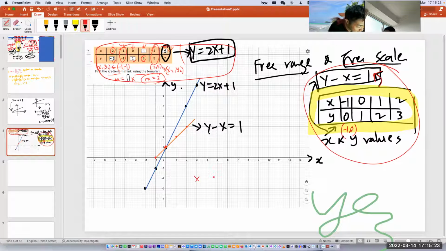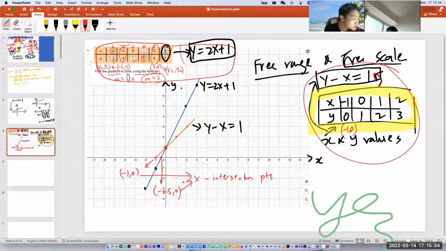Let's look for the x intersection point first. I see 2 points. I see this point, which is -1 and 0. And I see this other point, which is probably hard to see because it's in between. Okay, so I guess it's -0.5 and 0. So these 2 points are the x intersection points.